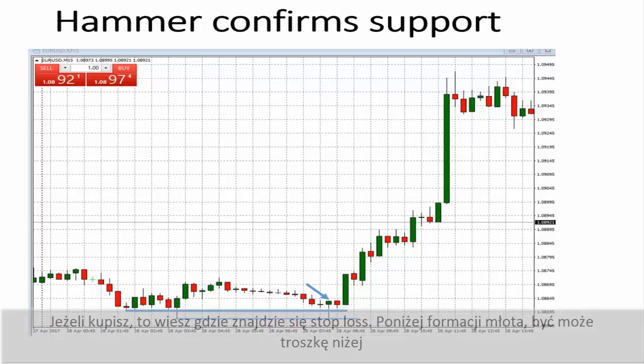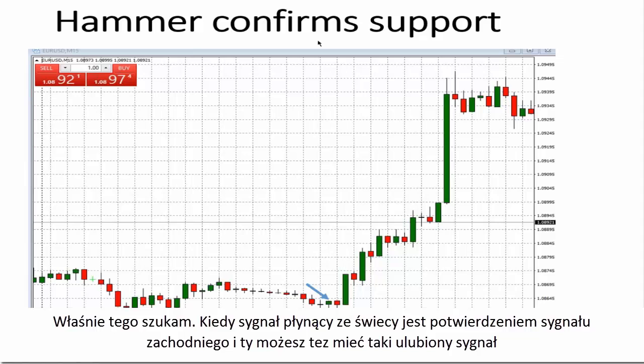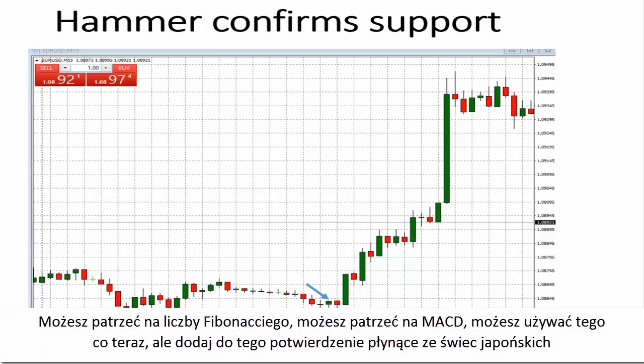And what does that mean? Well, if you buy, you know where the protective stop is, under the low of the hammer. I'll probably give it a little bit of leeway. But this is what I look for when a candlestick signal confirms a Western signal. And you may have your favorite Western signals. You may look at Fibonacci retracements. You may be looking at MACD. Whatever you use, continue using, and just add candlesticks for your final confirmation.